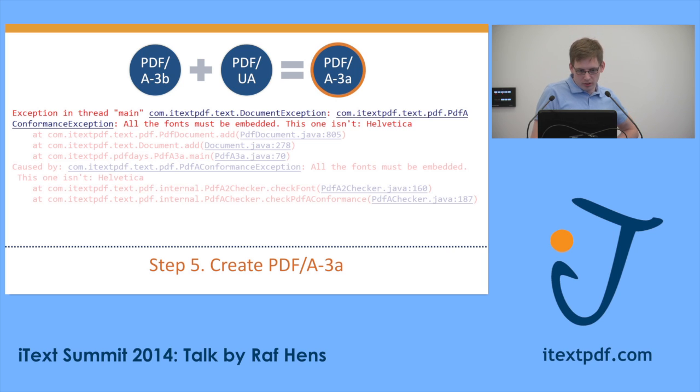So, for example, this is output from iText when creating a PDF/A file. I did not embed the font for a part of text, and it will throw an exception saying you have to embed all fonts if you want to have a proper PDF/A file, and you didn't embed this font. So then you know where to fix your code to get valid output.